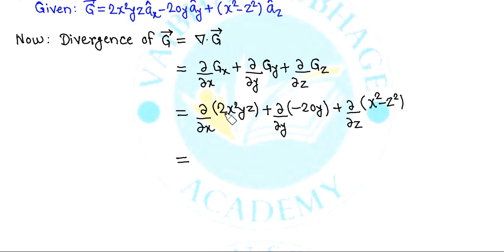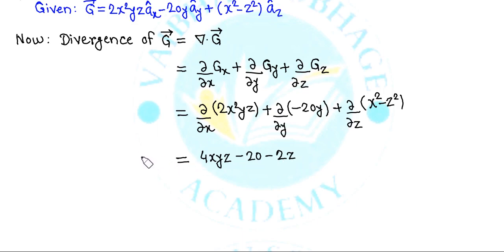So this 2 into 2x, we will find that to be 4x, and the rest of the components will act as a constant, so that will be as it is, that is 4xyz. Then the derivative of the second bracket with respect to y, we will have that answer to be minus 20. And then the derivative of the third bracket with respect to z. The very first term will be 0 over here, and what about this one? We will find that to be minus 2z.